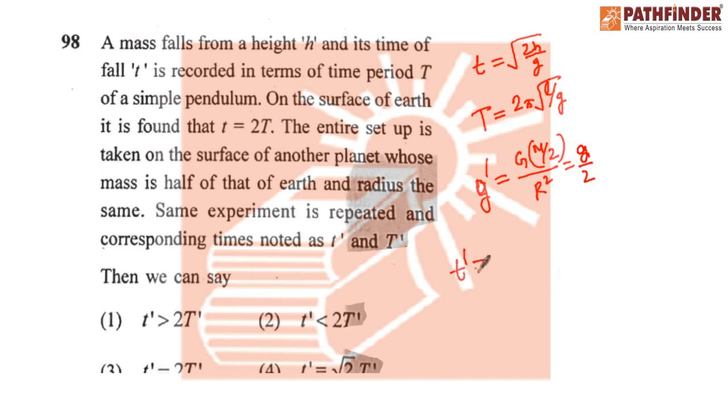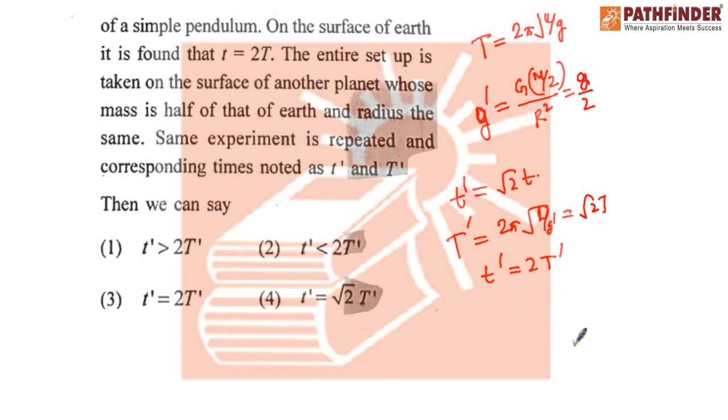So t prime, the falling time, will become root under 2h by g prime. Now put g prime equal to g by 2. The time period will be equal to 2 pi root under L by g prime. So it is also root under 2 times capital T. So the relation will remain the same: t prime will be equal to 2 capital T prime. Okay, so the same relation will remain valid. So our option number 3 is the correct one.